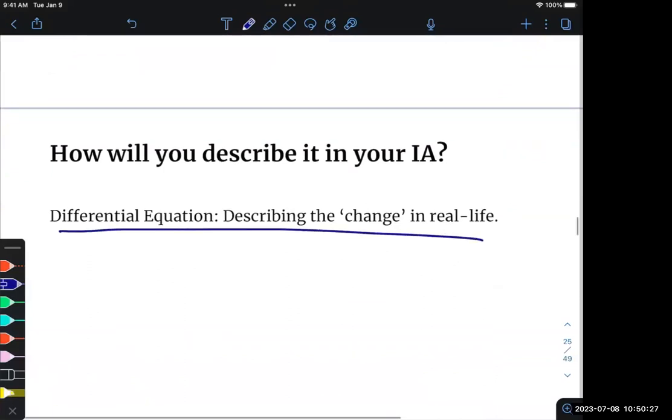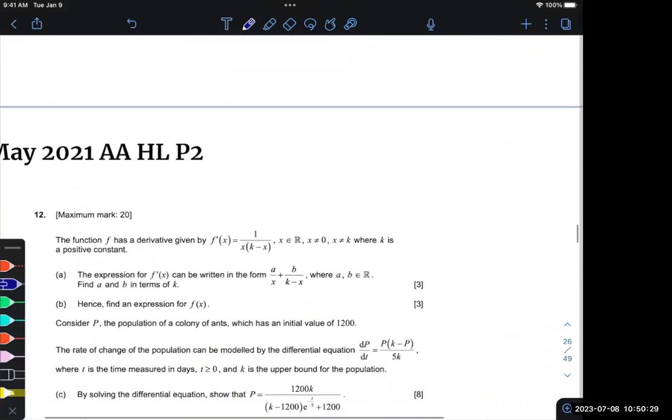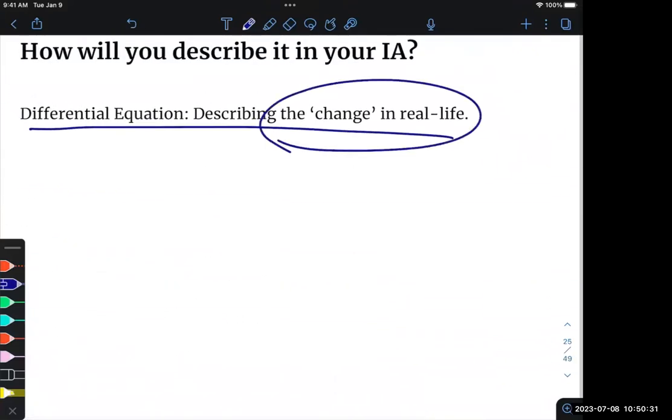Sure, so differential equations are very good to describe changes in real life. That's why I suggest it. For the internal assessment, you don't necessarily have to write a real life example, but schools love it. The teachers love dealing with differential equations because they're more fun to write, more fun to read, and just more applicable, they think.